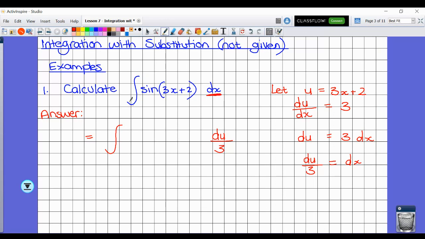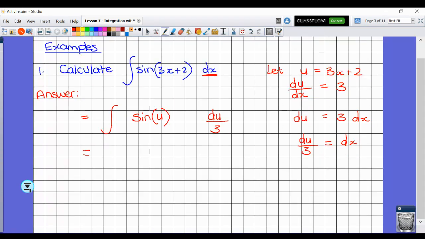There's no limits in this case, so I don't need to deal with them. My aim of the game is to get rid of all the x's, so in here it's just going to be sine of u. Now let's simplify a little before I integrate, because of the 3 on the bottom. I'm going to write it as a third, so a third sine u du. Or you could write sine u over 3. It just means the exact same thing.